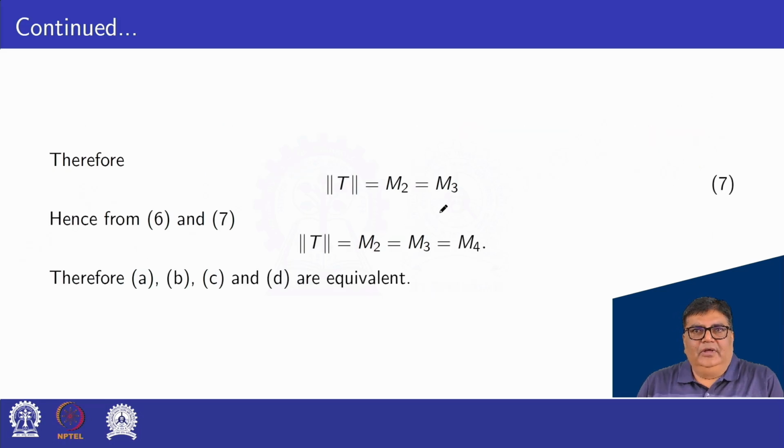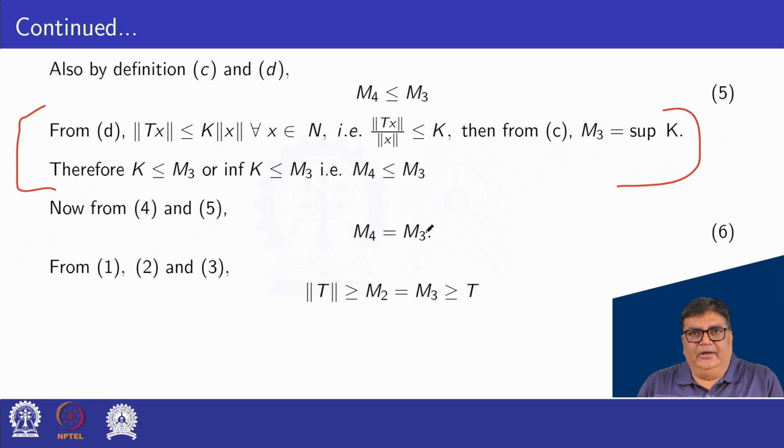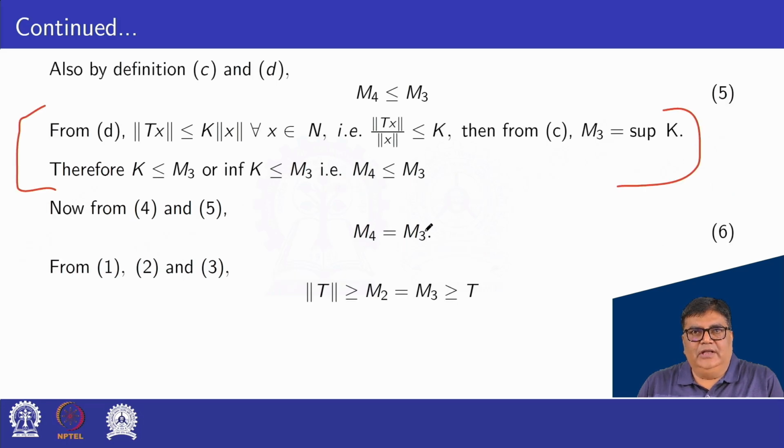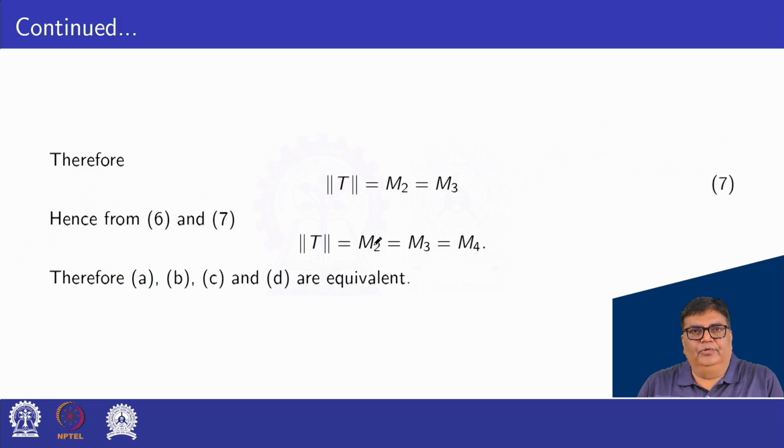Okay. Now from 6 and 7. In 7, norm T is equal to M2 is equal to M3. And in 6, M3 is equal to M4. So, from 6 and 7, norm T is equal to M2 is equal to M3 is equal to M4. Hence, we can say that conditions A, B, C and D are equivalent.